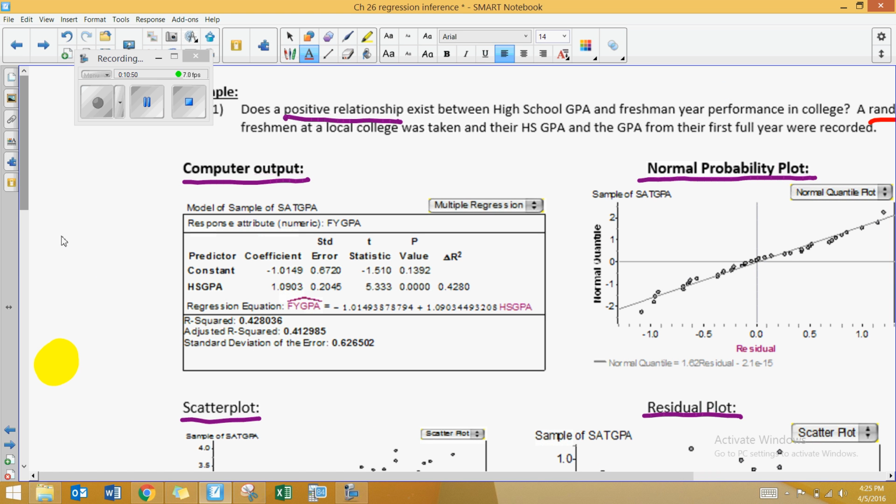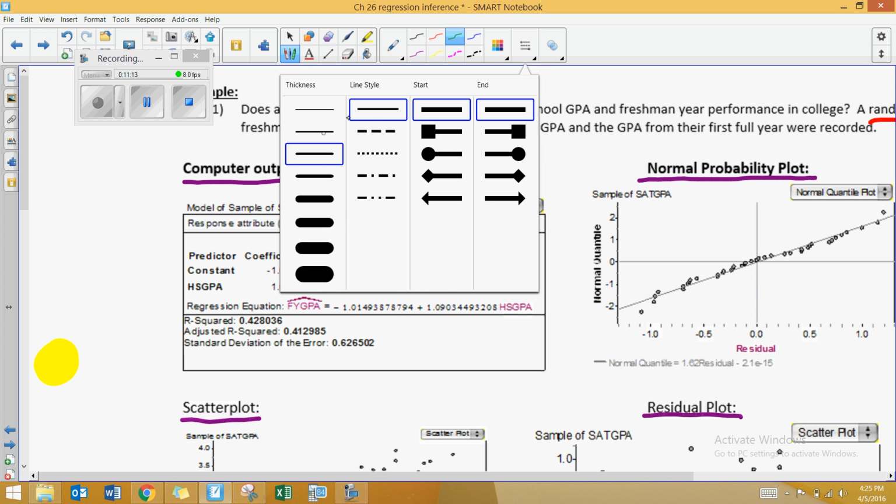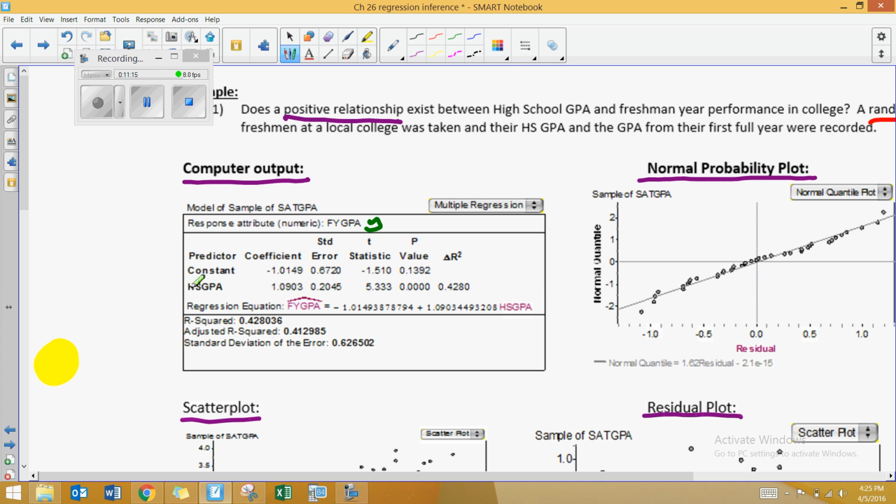Okay, so this computer output is broken down very, very similarly to the age of wife, age of husband example we just saw. So freshman year GPA, that's what we're trying to predict based off your high school GPA. So that's my Y, that's my response variable. And then high school GPA down here, that's my explanatory variable.